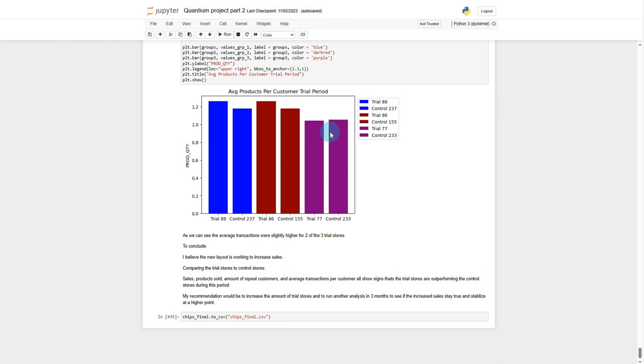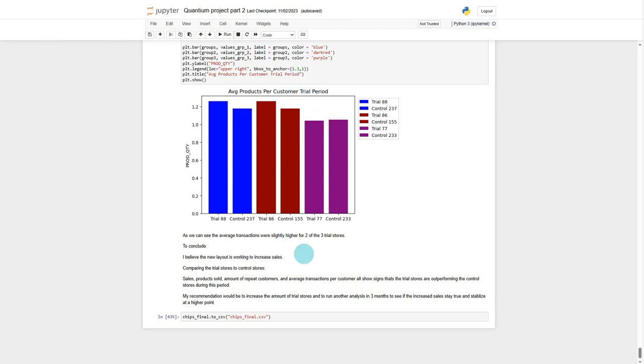So my conclusion here, based on all the information I gathered, is that overall the trial stores were outperforming the control stores. Only in very few categories in the last set, trial 77 versus control 233, was the control store actually beating out the trial store, but not many categories. Most of it, the trial stores were outperforming the control stores. So that was that for part 2.